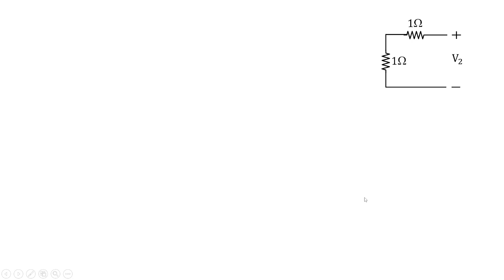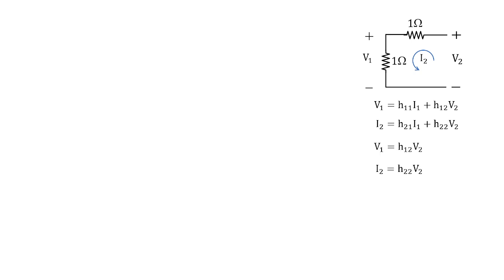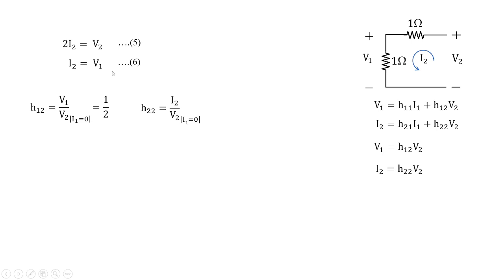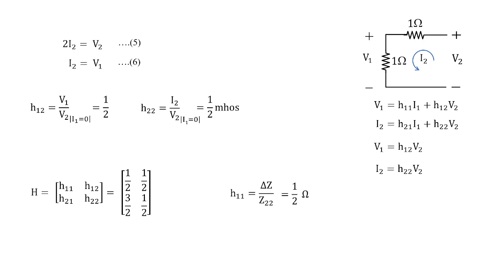Now if at all you go with the other approach, that is we are making the other parameter, that is current, equivalent to 0, that is the input current, then you are going to get V1 in terms of V2, I2 in terms of V2. Hence we are going to get the value of H12 and H22, and from the loop equation we are going to get 5 and 6 in this fashion, and H12 and H22 we are going to get the value as 1 by 2 and 1 by 2 respectively. So with this H parameters are obtained to be 1 by 2, 1 by 2, 3 by 2 and 1 by 2. So H11 value is 1 by 2 ohms.